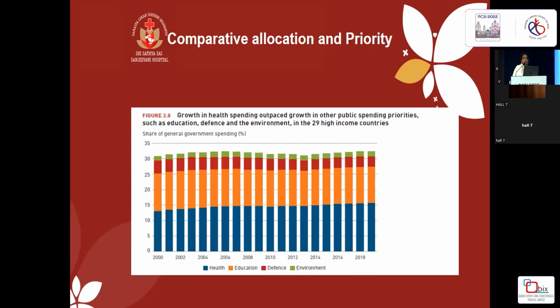So if you look at the comparative allocation at the national and international level, in the 29 high-income countries, the blue bar is the amount the government spends on health. The orange bar is the amount which the government spends on education. The red bar is the amount the government spends on defense, and the green is on environment. So you can see almost 80% of the budget of the 29 high-income countries goes into education and health, and lastly, environment. And defense, I think, falls maybe 3rd or 4th.